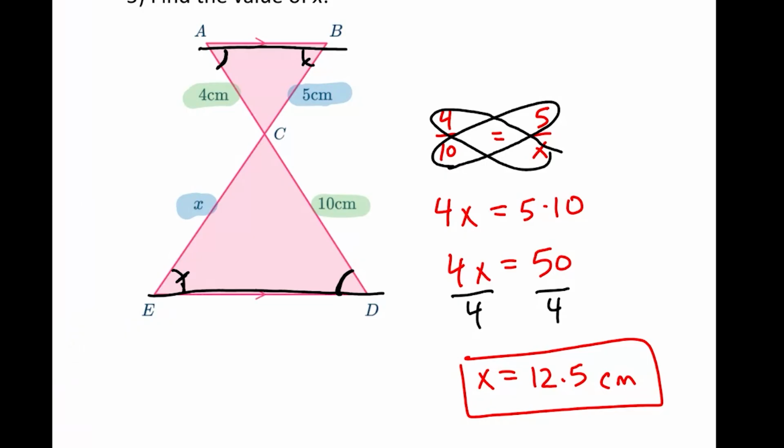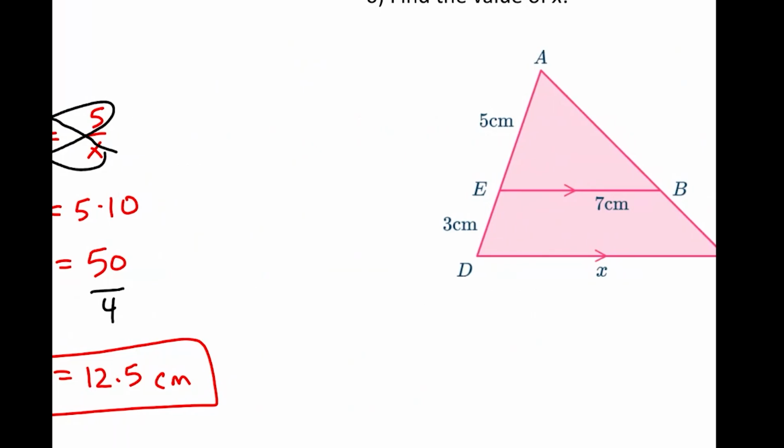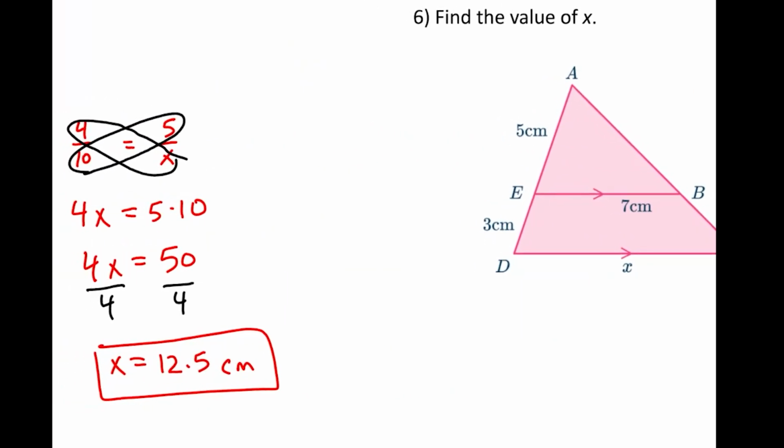Any questions about number 5? All right, I've got one more example for you. Number 6 here is a little bit different, where we've got one triangle sort of embedded into the other triangle.